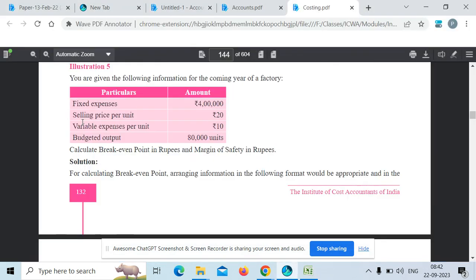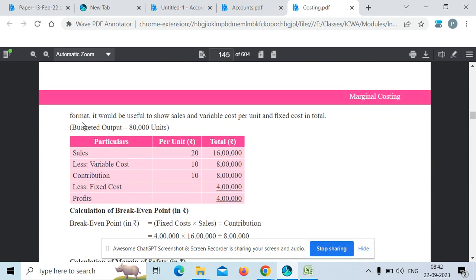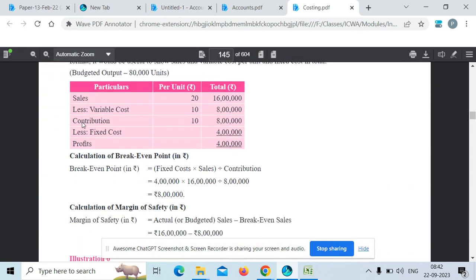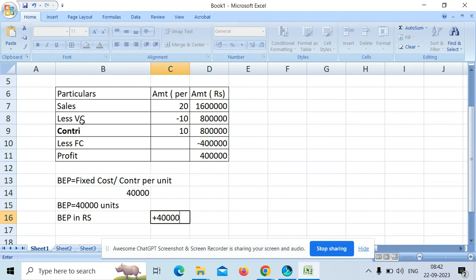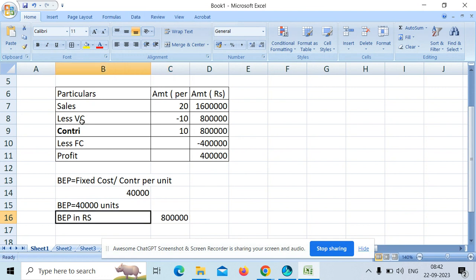Okay, done. Then we have margin of safety. Sorry, but it's showing 8 lakhs here. Okay, it's showing 8 lakhs. So 40,000 units is my answer, and I'm supposed to answer in terms of rupees. So 40,000 units into what is my value per unit? It is 20 rupees. So 8 lakh rupees will be my BEP in value, and BEP in units will be 40,000.